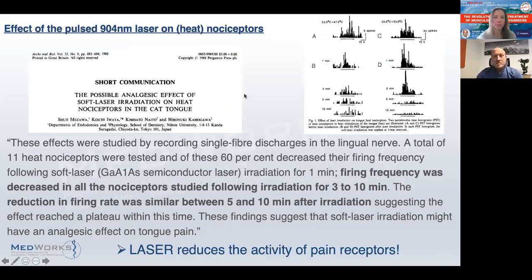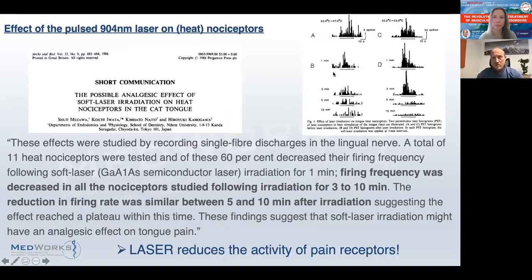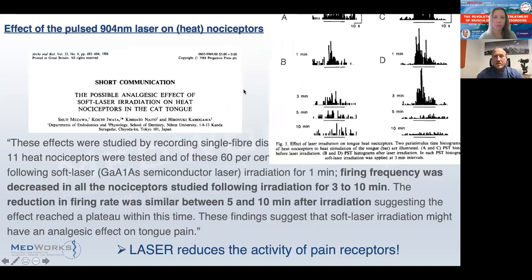The effect of the laser is easily explained. The laser reduces the activity of pain receptors. What you see here in the right upper angle is that if you put a pain stimulus, like heat, on the tongue of a cat, the receptors go up very high. And if you apply the laser and then repeat the same stimulus on the tongue, you will have much fewer receptors answering this heat sense. And when you see what it does after 10 minutes, it's really a big effect compared to the beginning, or when you didn't have the laser before.